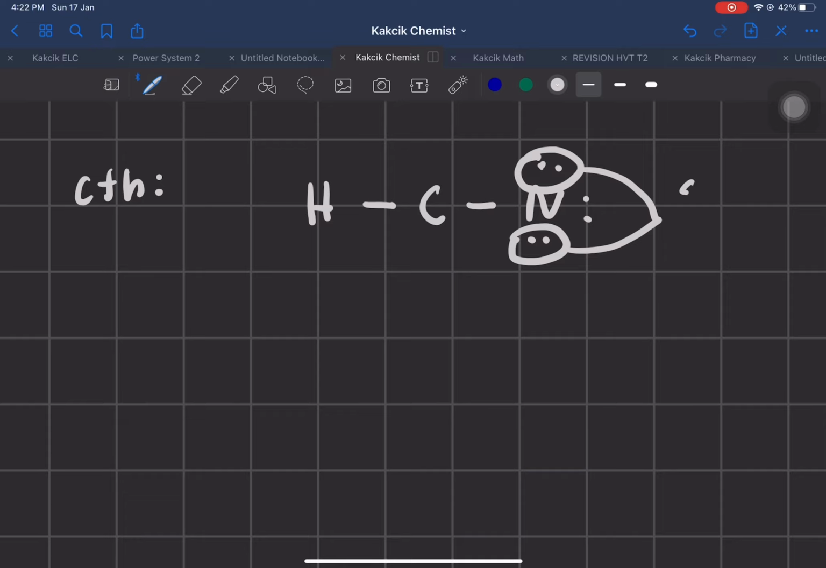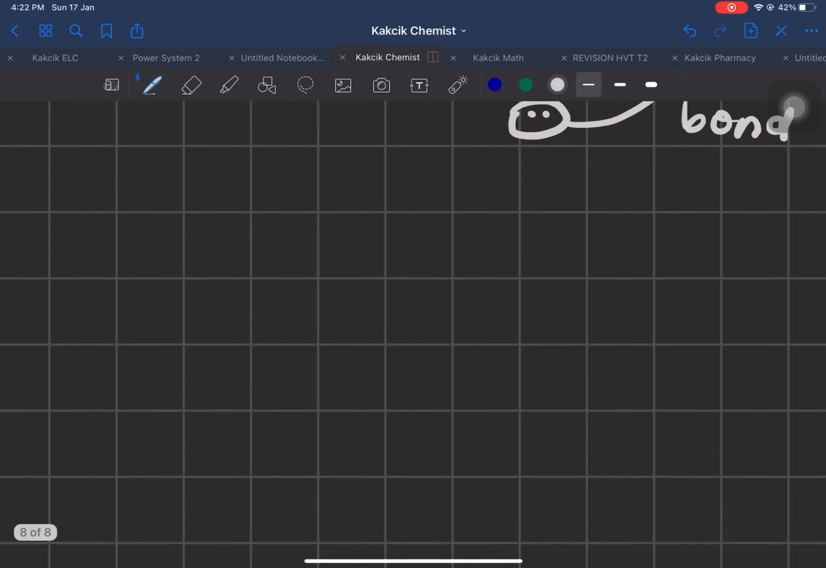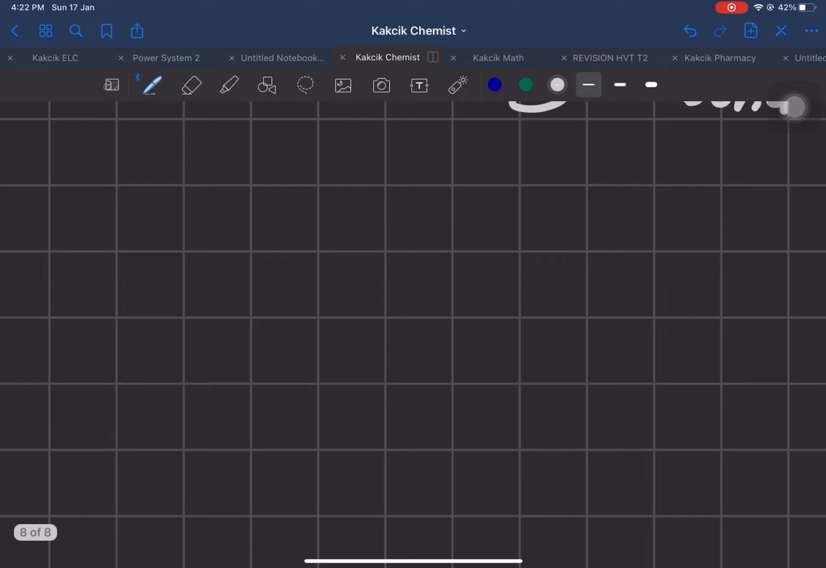So octet rule, kenapa ada dekat N saja? Sebab H tu dia need 2 electrons je. So dia dah share 2 electrons with carbon. But carbon tak cukup lagi sebenarnya. Carbon tak cukup dia punya octet rule.